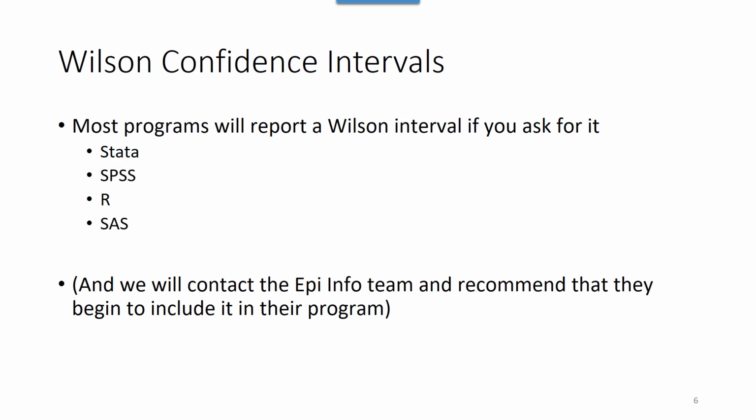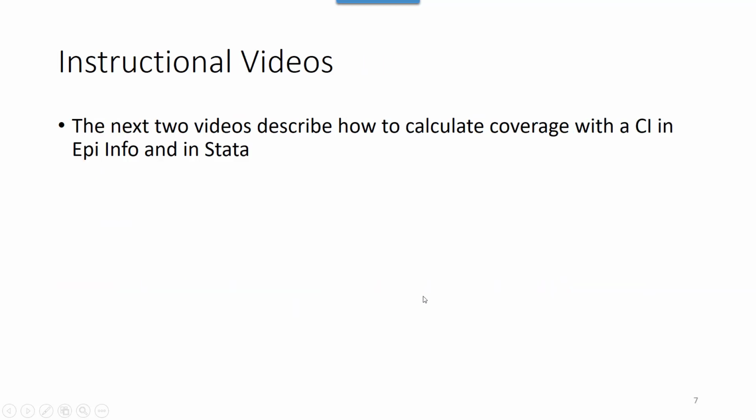Most programs that deal with complex survey data will give you a Wilson interval for a proportion if you ask for it. Stata, SPSS, R, and SAS will all do it. Now, it's possible that EpiInfo does it. I can't see how to do it in EpiInfo. I don't think it does for proportions, for survey proportions. But we'll contact the team and ask them, and if it doesn't, then we'll recommend that they include that in future versions of the program.